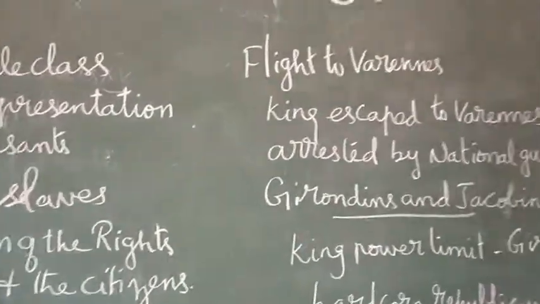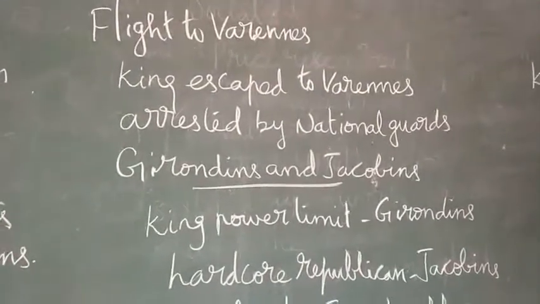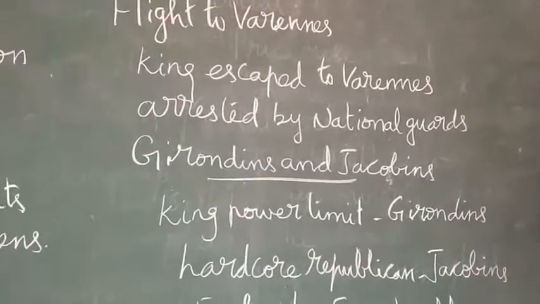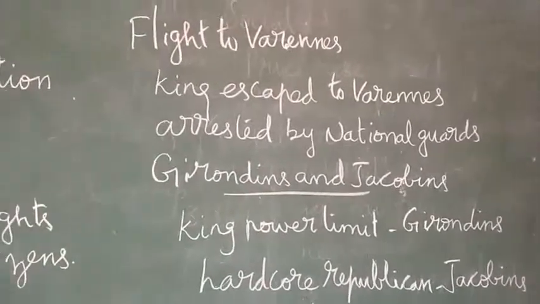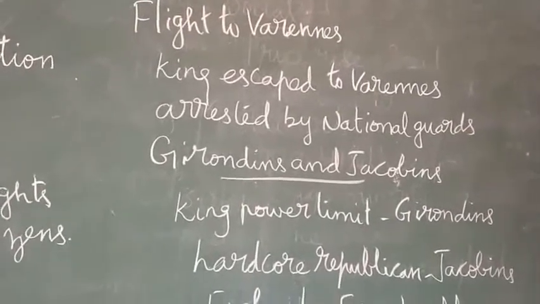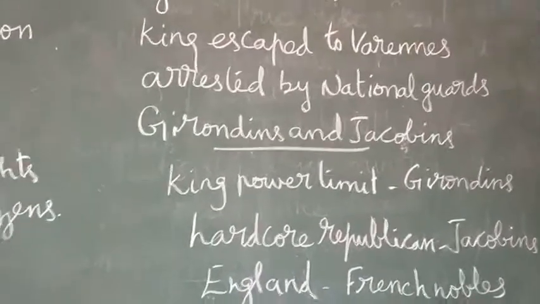Okay, this is the flight to Versailles. Next, Girondins and Jacobins. Girondins are those who want to keep the king with limited power. They are called the Girondins. The hardcore Republicans are called the Jacobins.